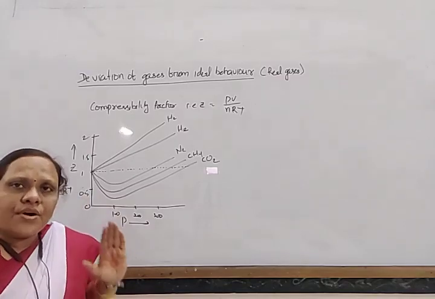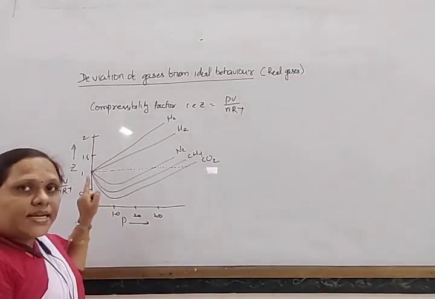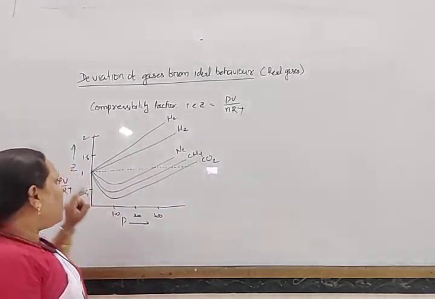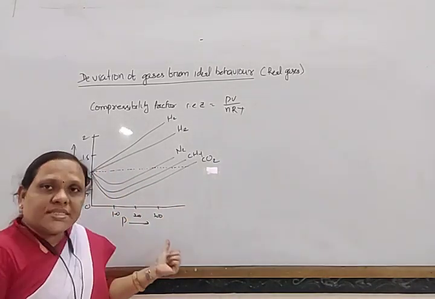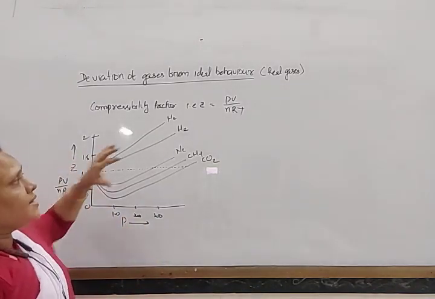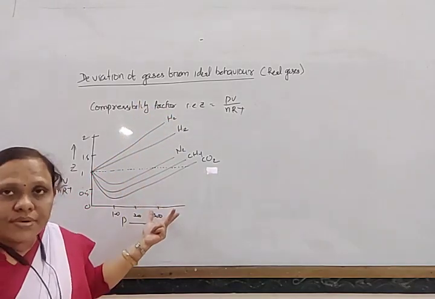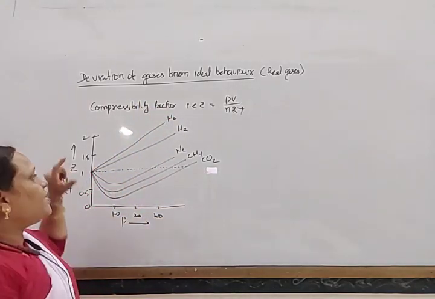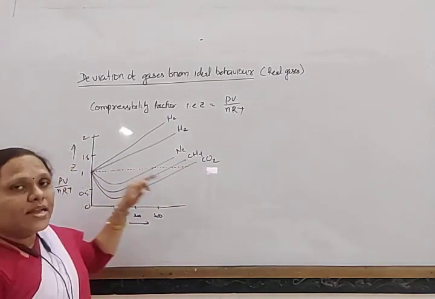If we draw a graph of Z versus P for an ideal gas, it should be a straight line with value 1, always parallel to the pressure axis. But when we consider different gases like hydrogen, helium, nitrogen, methane, carbon dioxide, the nature of the curve is found to be different from that of the ideal behavior.